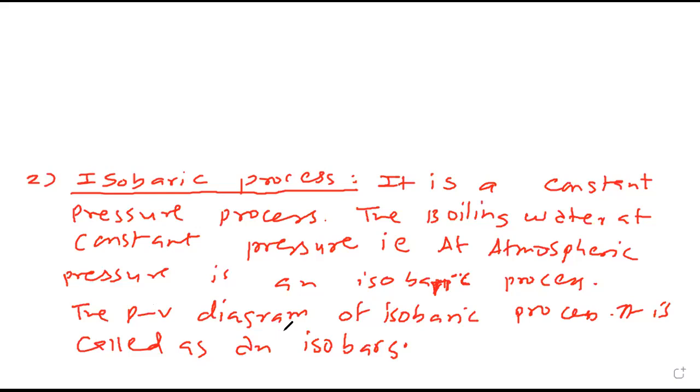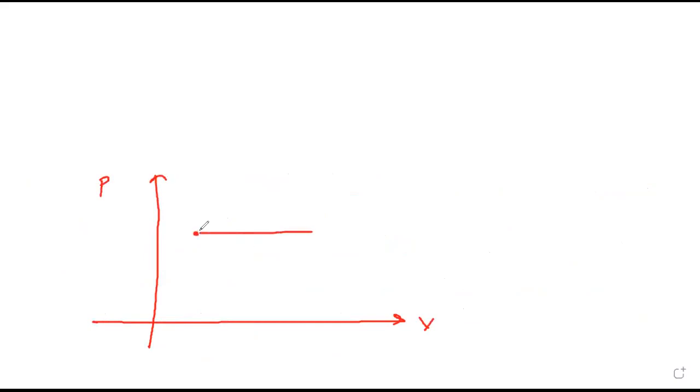Done? Okay, now we'll see its graph. PV graph. Pressure is constant, but volume is changing, from V initial to V final, while pressure initial and final are both the same. So AB represents an isobaric process. It is called an isobar.